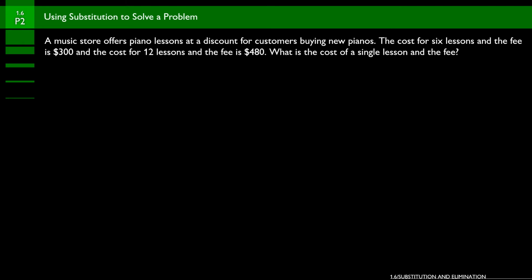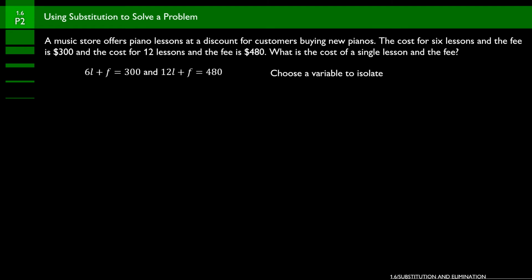So in this one, we know the total cost for 6 lessons plus the standard fee is going to be $300. We know the total cost for 12 lessons plus the standard fee is going to be $480. So we can go ahead and set up two equations. 6L plus F equals 300, 12L plus F equals 480.